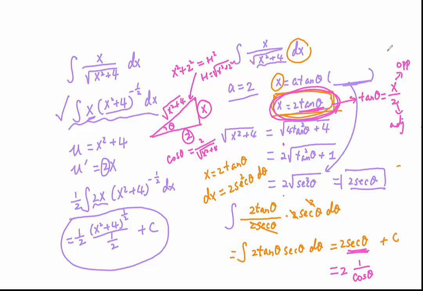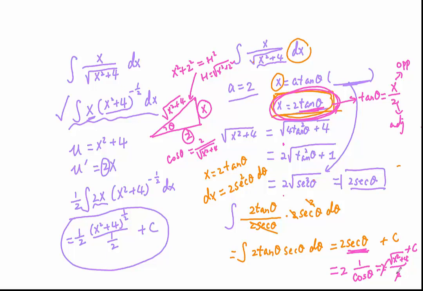Thank you. So 1 over cosine, that's gonna be just flip. That's gonna be 2 times square root of x squared plus 4 over 2. Of course, we have a plus c right here. Everybody good so far? All right, so we can simplify here. I'm gonna cancel the 2. So the final answer here is square root of x squared plus 4.